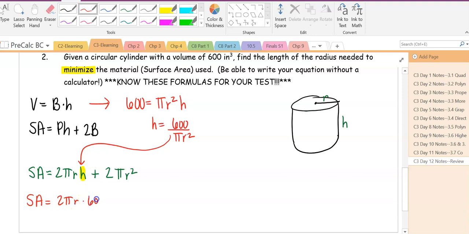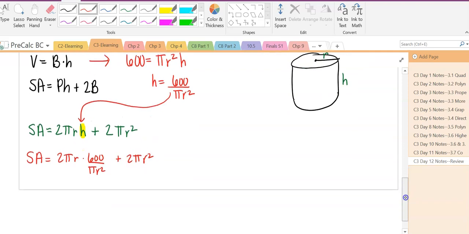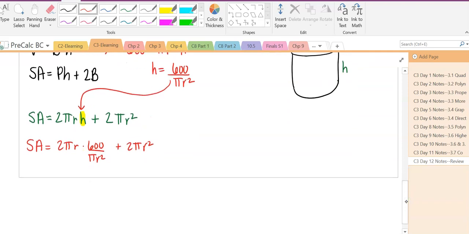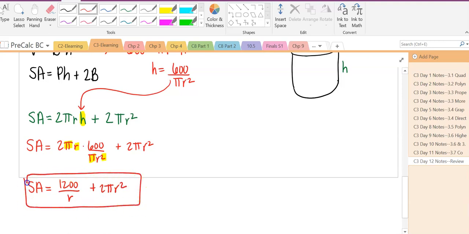And you can simplify as much or as little as you'd like, because this is just going to get plugged into your calculator. But it's easier to type it into your calculator if you simplify it, I think. So 2 times 600, that's going to be 1200. The pi's are actually going to cancel, which is nice. And then one of the r's is going to cancel. So you'll just have 1200 over r plus 2 pi r squared. Okay, so there's your surface area formula.